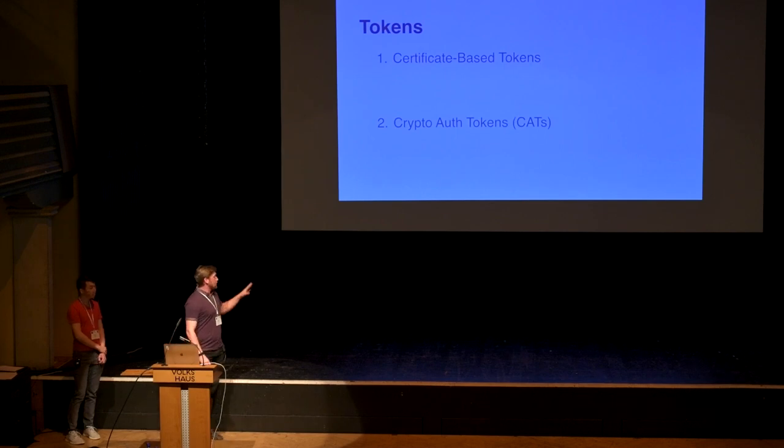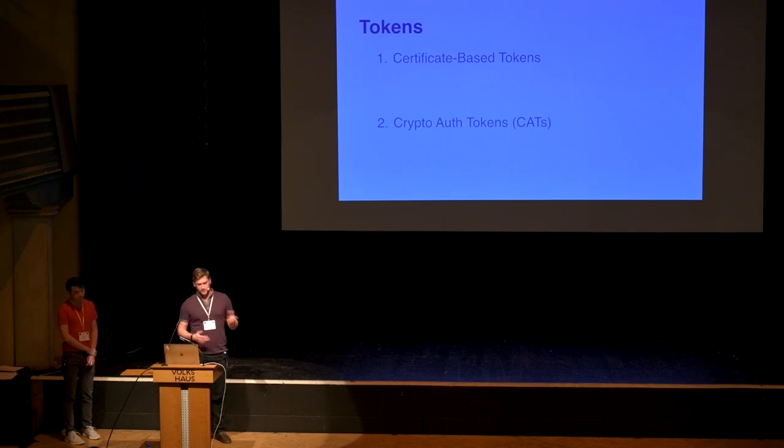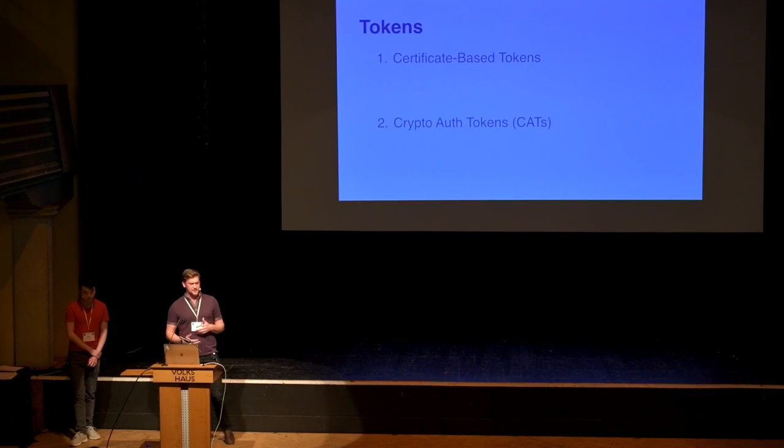So for the remainder of the talk, we're going to present two types of tokens we created for authentication. The first is a public key certificate-based token, and the second is a symmetric key variant called crypto auth tokens, and we call them cats for short. This leads to a lot of cat puns.